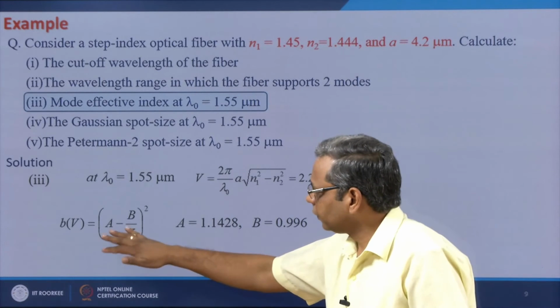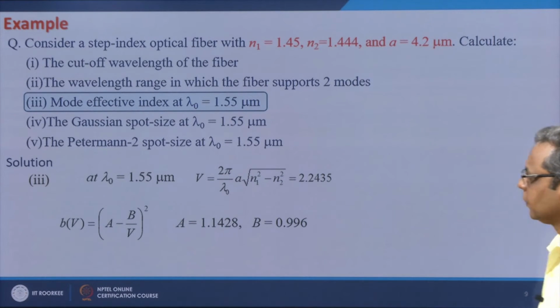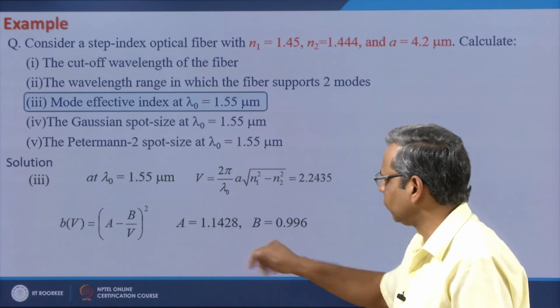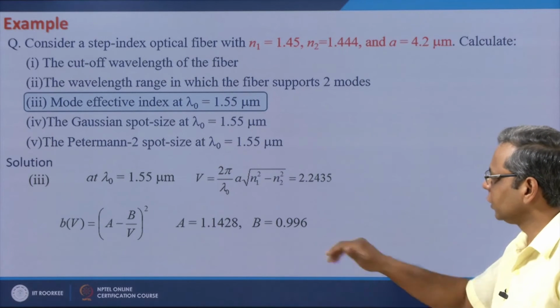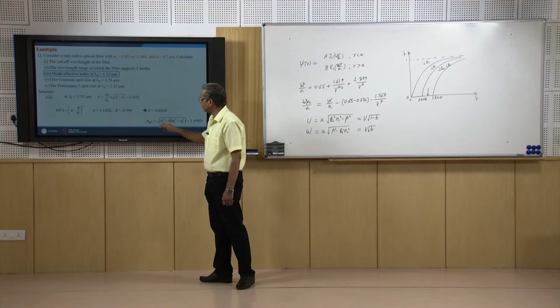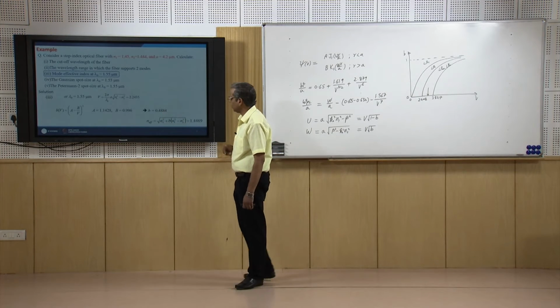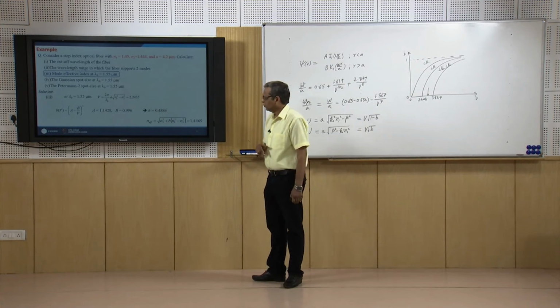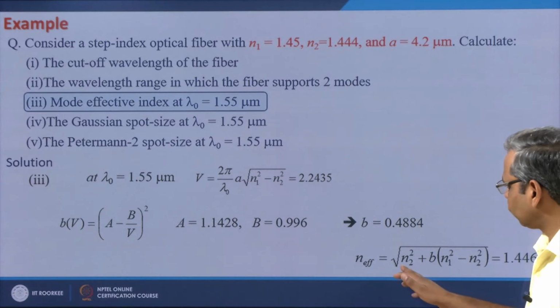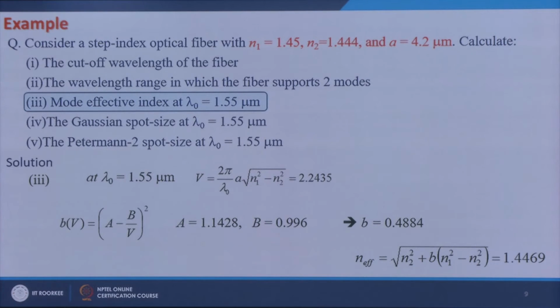If I do it using the empirical formula, then B is given by (A minus B over V) whole square, where A is equal to 1.1428, B is equal to 0.996, and if I calculate the value of B from here, it comes out to be 0.4884. From here I can calculate the n effective as square root of n2 square plus B times (n1 square minus n2 square), and it comes out to be 1.4469.